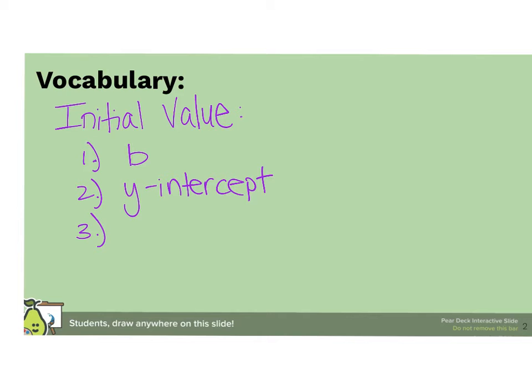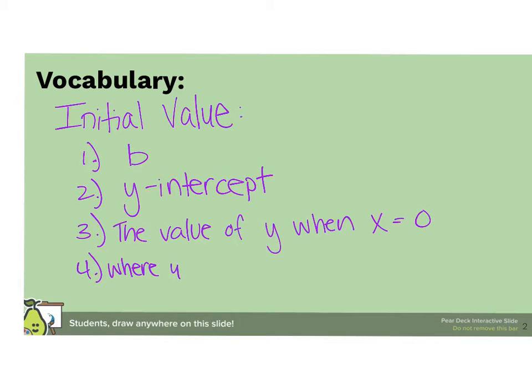And then it is also the value of y when x equals 0. And then finally, it is where you start the graph. We won't need that one just yet.